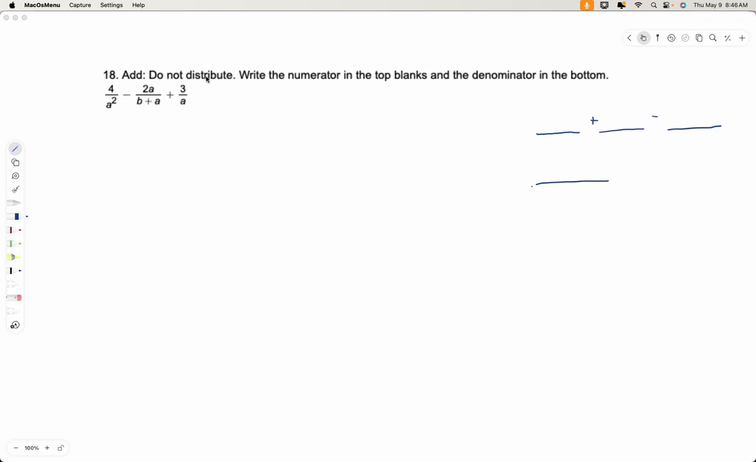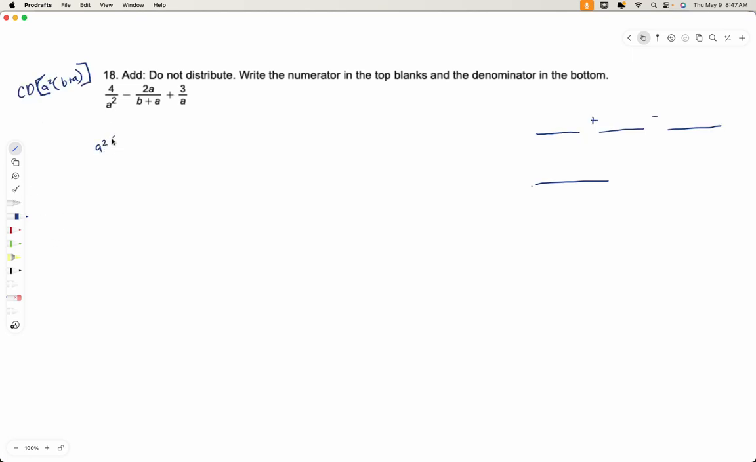And what it means by do not distribute is if this is a term by itself, don't combine it with anything. Just leave it separate. So we have a squared, b plus a, and a as our denominators. Well, this a can be contained in here because there's two of these. There's one of these. So our common denominator here is going to be a squared times b plus a, right? That's our common denominator.